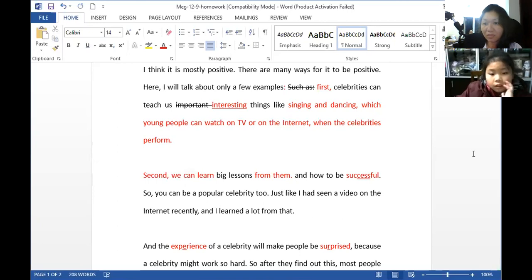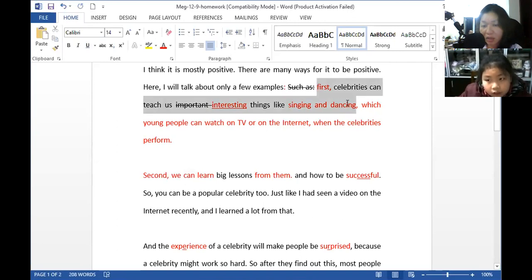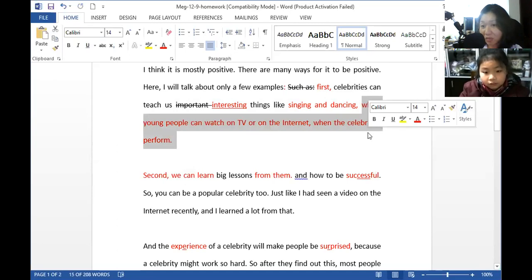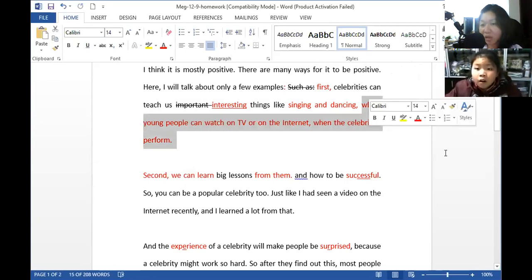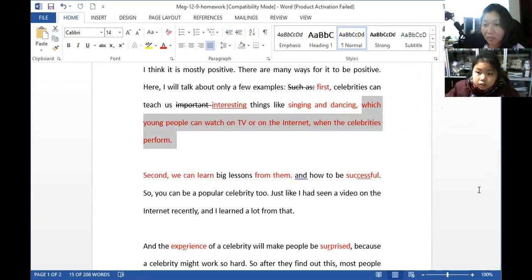Maybe I can change the whole sentence to second, we can learn big lessons and how to be successful from them. You can't put them together because they're different. So did you notice, Meg, the first thing that you mentioned was learning singing and dancing. After you say this statement, you have to prove it by giving an example. Do you understand? Yes, you have an example, singing and dancing, then you have to elaborate on it. You cannot just say any sentence in your essay without giving an example or without proving it. Otherwise, you won't be explaining yourself so much.